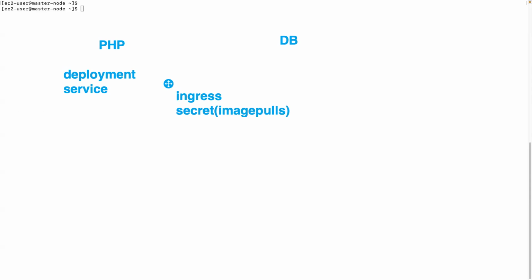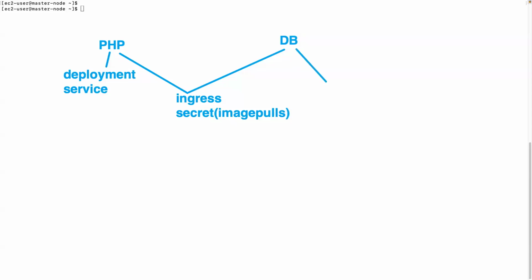Image pulls, common for both. These two objects would be common for both. And now for DB, these are specific to PHP. Now let's write specific to DB. For DB, again, we need a deployment object, a service object, of course cluster IP, and then a secret for the DB password.